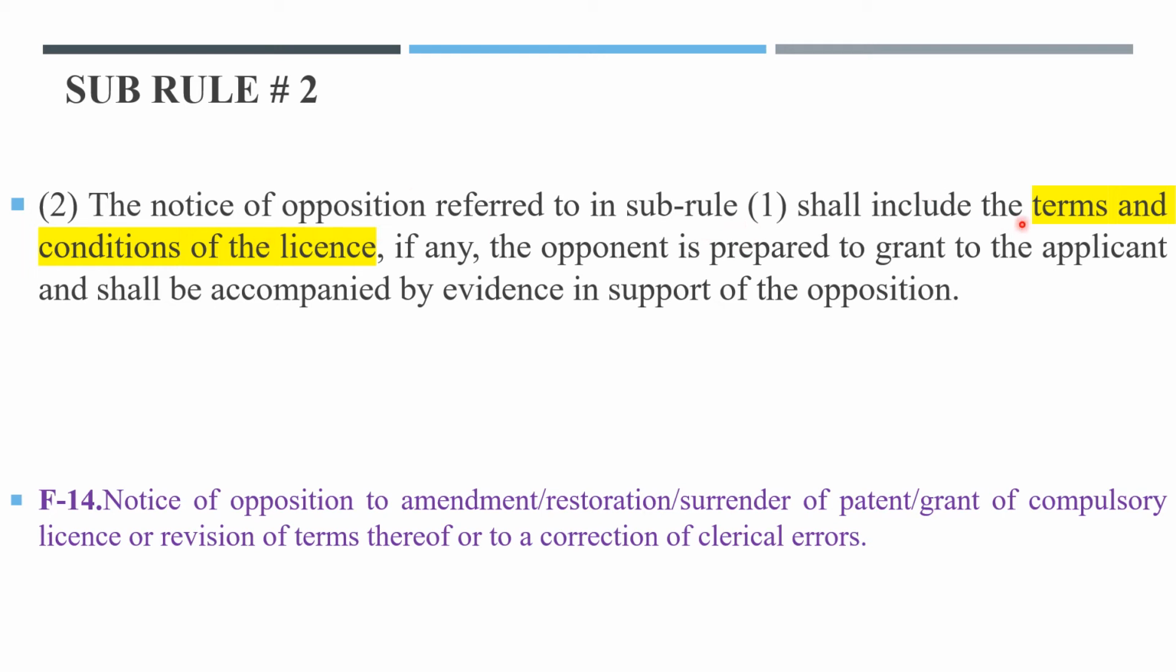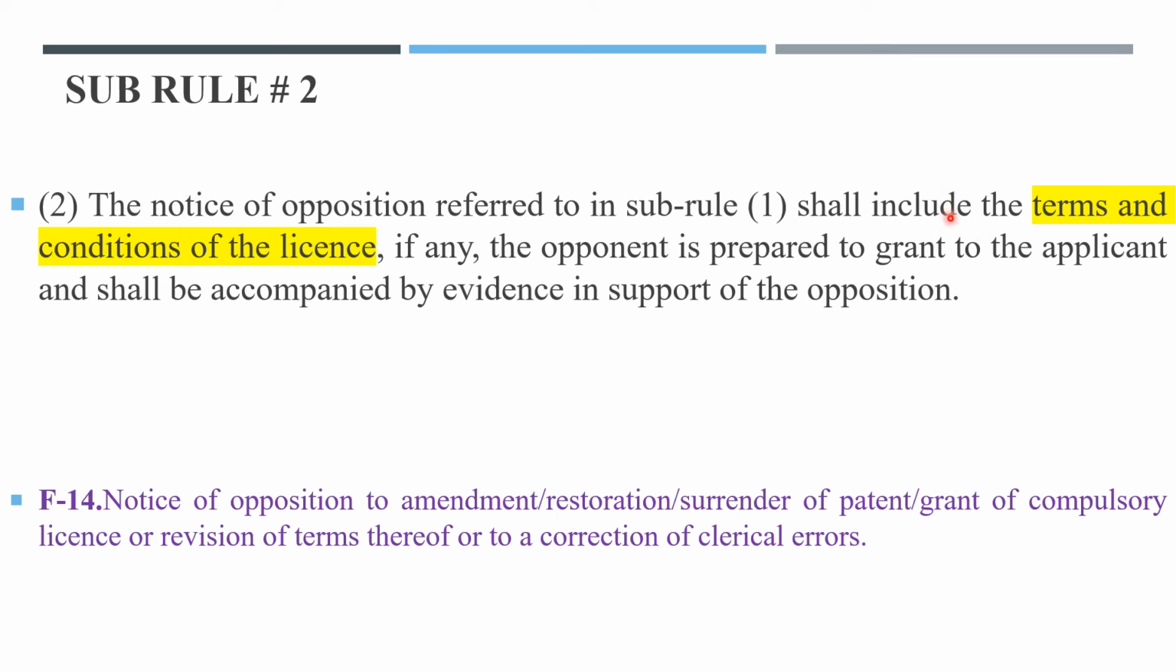The notice of opposition shall include terms and conditions of the license, if any, the opponent is prepared to grant to the applicant, and this shall be accompanied by evidence in support of the opposition also. That means the notice of opposition shall include terms and conditions of the license that has been granted to the applicant by the opponent. The opponent is prepared to grant to the applicant what? The license.